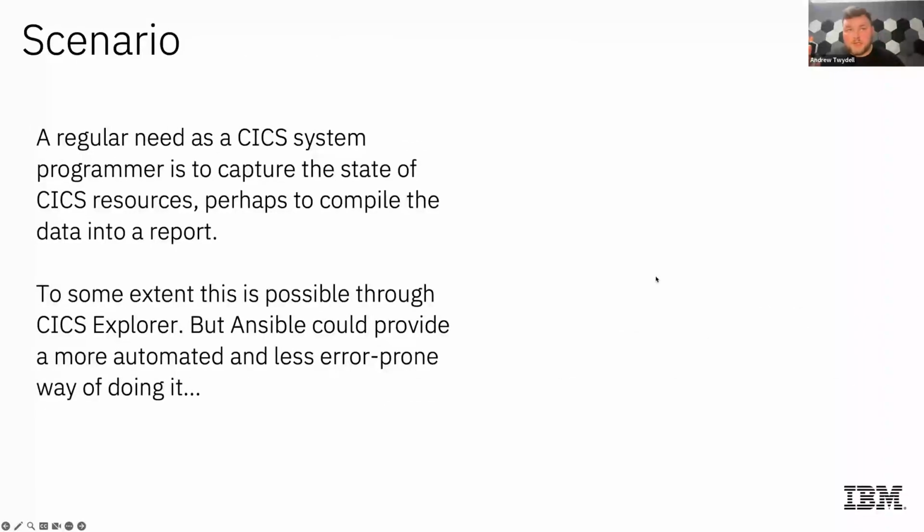So picture this in a land far, far away. A system programmer needs to capture the state of some CICS resources, maybe to compile into a report or, daily, take a snapshot of the regions or something like that. This is possible through CICS Explorer, but it would be a dreadfully slow manual process of searching and getting the right data out. So let's try and automate this using Ansible.